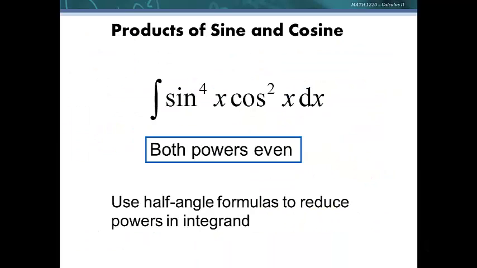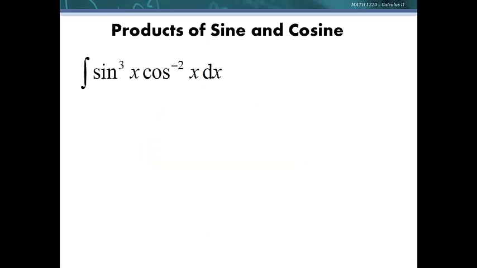Let's just summarize what we did with that one first. We had the products of two different trig functions with both powers even, so we used half-angle formulas to reduce however many times we needed to, kept breaking it down until we could do the integration.